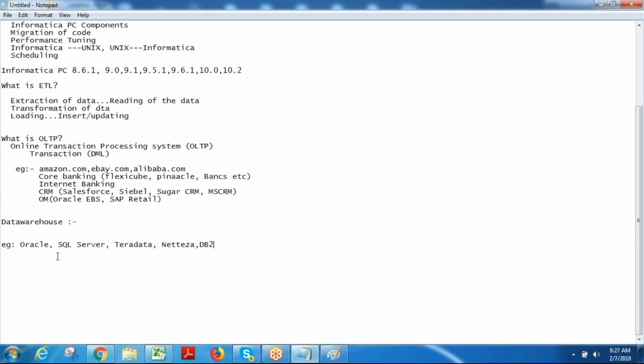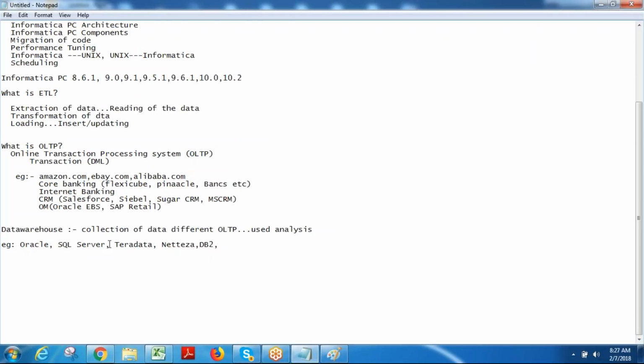Including, if you ask me the question, can I make Hadoop my data warehouse? Yes, you could do that. You can even perform analytics on top of Hadoop. Or can I use Amazon Redshift as my data warehouse? Yes, you could do that as well. So a data warehouse is the collection of data from different transactional systems, different OLTPs, stored in a centralized place and used for analysis, like finding out revenues and identifying trends. That is your data warehouse.